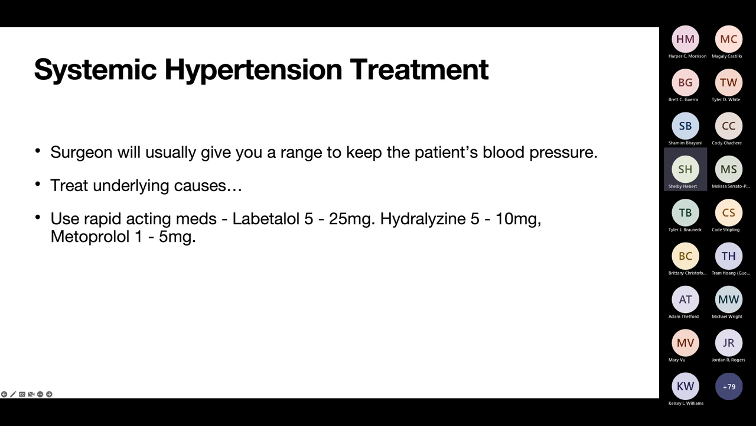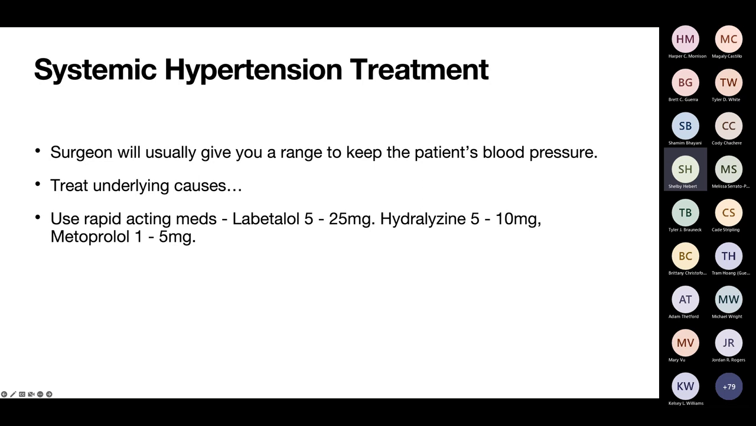Generally what's going to happen is between you and the surgeon, you're going to figure out where you want to keep the patient's blood pressure. It may be tied into the surgical procedure they've had. So if you had somebody that, say, had a thyroid dissection, they may not want their blood pressure really high because that increases the risk of popping a clot and then winding up with that neck hematoma. So talk with the surgeon. As I said, treat the underlying causes and use rapid-acting medications. And I just listed a couple of them here.